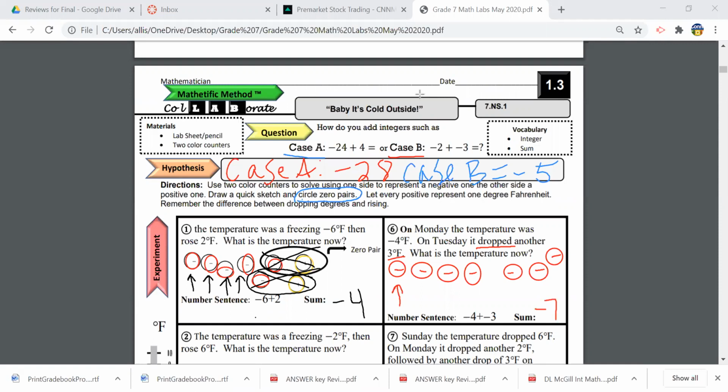And then you're going to put your answers in a table, and hopefully, mathematicians, you will notice a pattern when you add integers that have the same sign, like case B, or where one is negative and one is positive, like case A. All right, happy exploring, you guys. Take care.